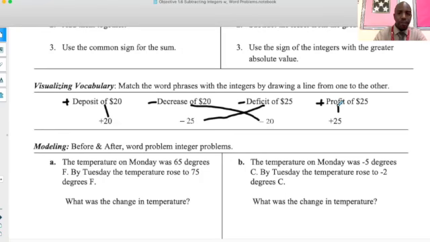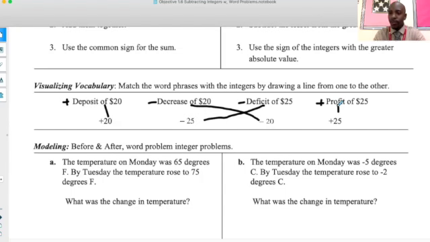Where does it start? Where does it end up? Especially when we're talking about subtraction. You need to recognize, okay, where is it starting? Where is it ending? And then when we go to actually solve the word problem in subtraction, we're going to do after minus before. That way you can get the change of temperature, because that's what a lot of these problems are asking you.